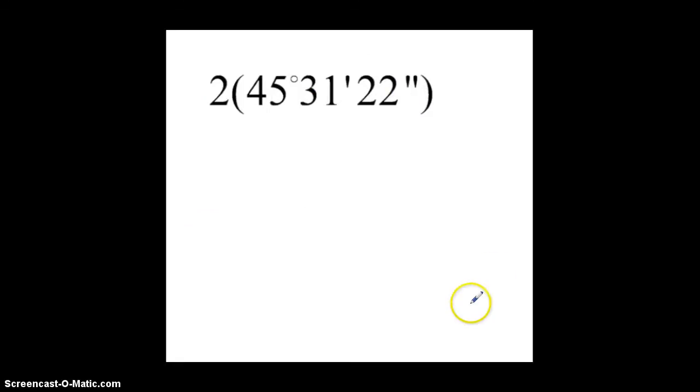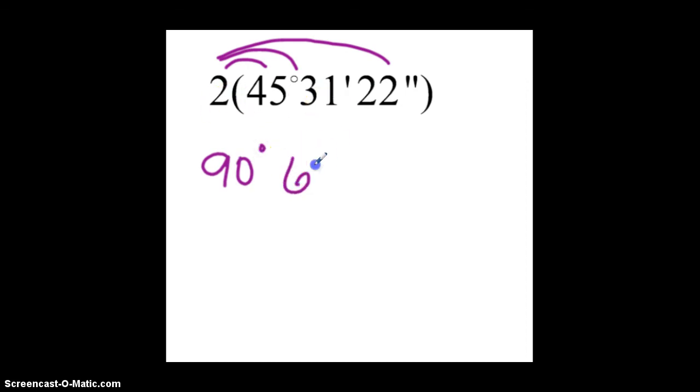Alright, so now multiplication. Multiplication I find to be one of the easiest ones. It's kind of like the distributive property, and then you need to simplify. So here we're just going to multiply each one of our units by that number outside. So 2 times 45 is 90 degrees. 2 times 31 is 62 minutes, and then 2 times 22 is 44 seconds.